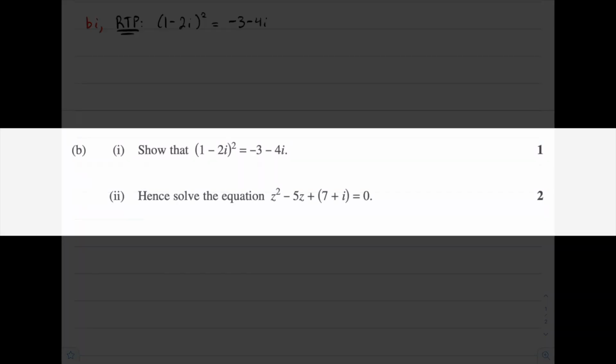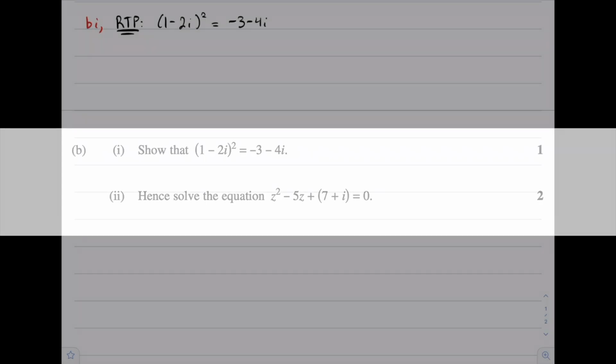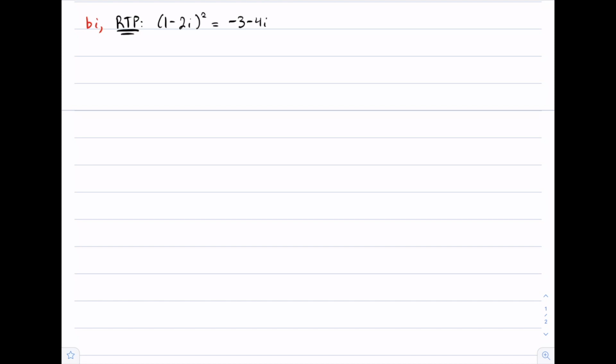Okay, question B. Part i says to show that (1 minus 2i) all squared equals minus 3 minus 4i. So basically what we're going to do is start with the left-hand side and just do the expansion and show that it's equal to the right-hand side.